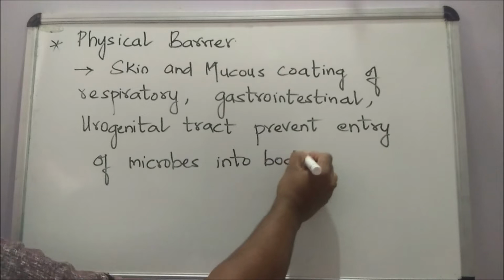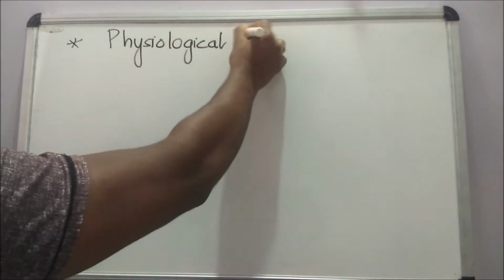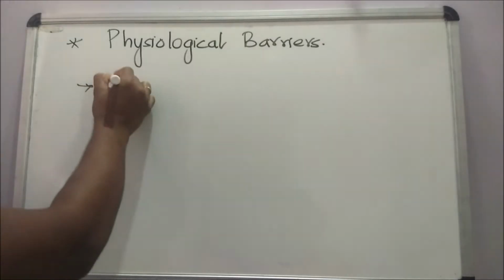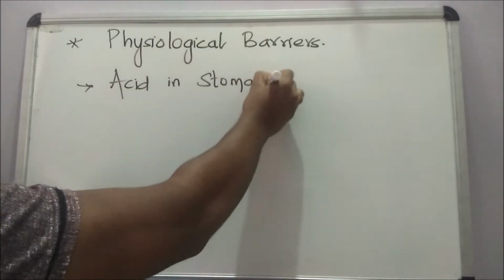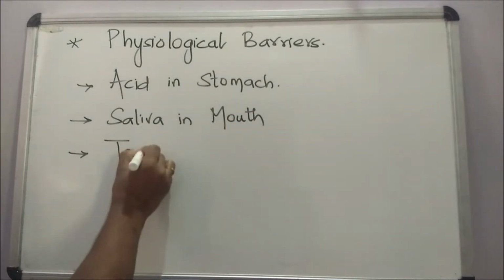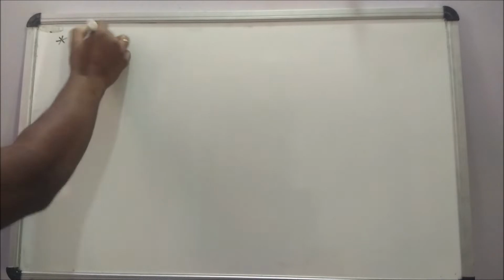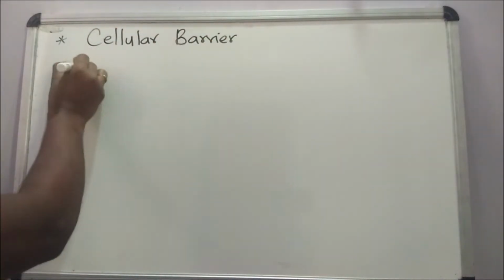The second one is the physiological barrier. This physiological barrier is present in the stomach where acid is produced, saliva which is produced by the salivary glands inside our mouth, and tears from our eyes which are produced by the tear glands. The third one is the cellular barrier.